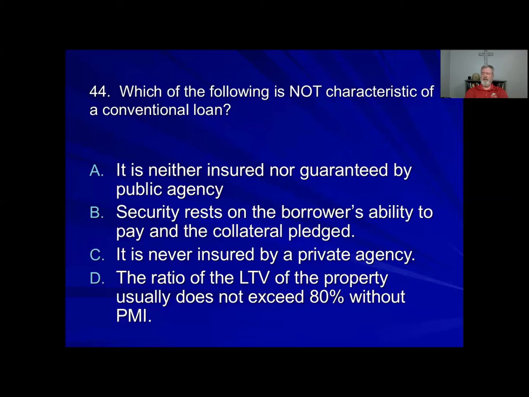But if you look at D, the ratio of the LTV, which is loan to value, of the property usually does not exceed 80% without PMI. That's the private mortgage insurance. And that again is a true statement. If you put down less than 20% with a conventional loan, typically you're going to have to pay PMI, the private mortgage insurance. So A, B, and D are true or accurate statements.